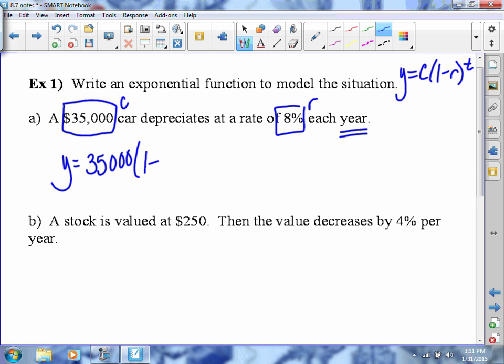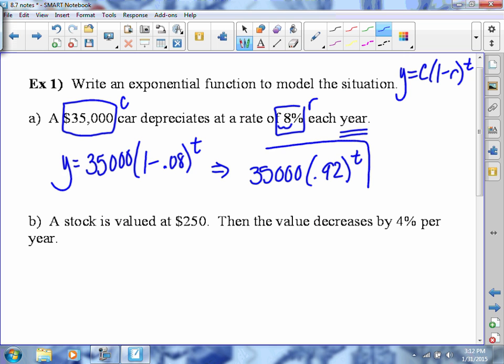Now remember, we have to change this to a decimal, so we have to move our decimal 2 places, 0.08. And then the time, we don't know. We don't know how long this goes on for. We don't know how long you have the car for. So we'll just put t for time. And we're going to simplify this just a little bit more by subtracting the 1 and the 0.08. So this would simplify into 35,000 times 0.92 to the t power. So that would be your function for this situation.